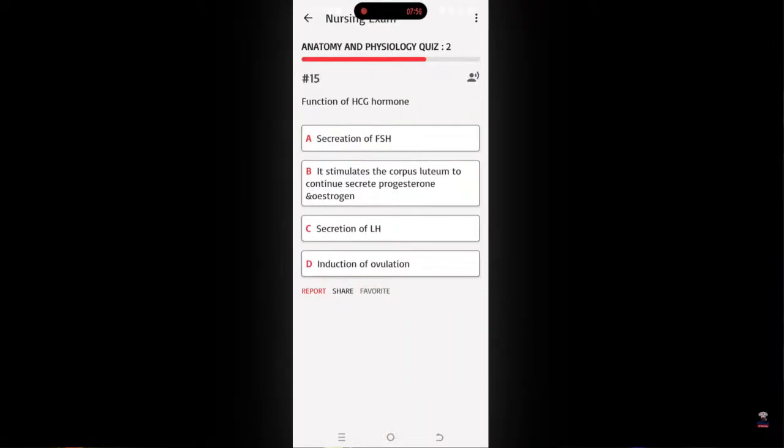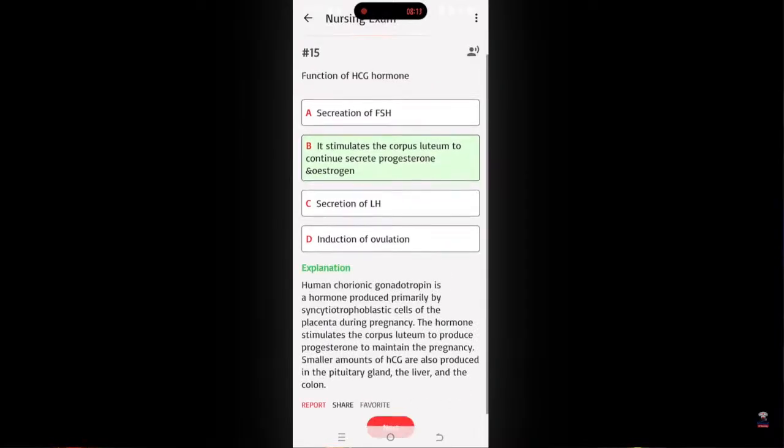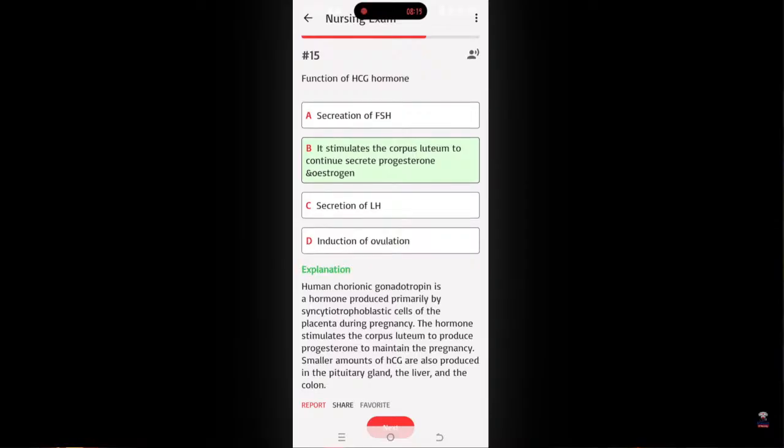Function of HCG hormone. A. Secretion of FSH. B. It stimulates the corpus luteum to continue to secrete progesterone and estrogen. C. Secretion of LH. D. Induction of ovulation. Correct answer is B. Human chorionic gonadotropin is a hormone produced primarily by syncytiotrophoblastic cells of the placenta during pregnancy. The hormone stimulates the corpus luteum to produce progesterone to maintain the pregnancy. Smaller amounts of HCG are also produced in the pituitary gland, the liver, and the colon.